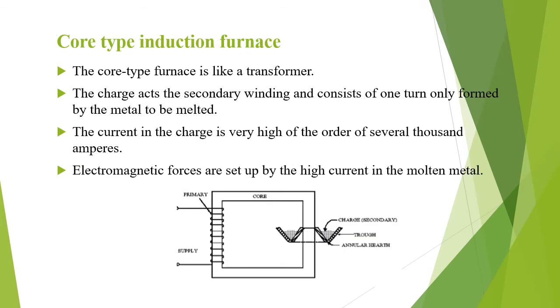The different types of induction furnaces we have. One is the core type induction furnace. This looks like a transformer. As shown in the figure, we have the primary winding which is connected to the supply, and we have the secondary winding, which is nothing but the metal to be melted, that is the charge, which is placed in the trough. This charge acts as the secondary winding and it is of 1 turn. The current in the charge is of high order, that is several thousand amperes. Also, there will be electromagnetic forces set up by the high order current in the molten metal.